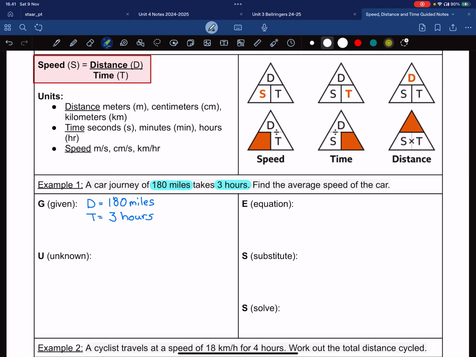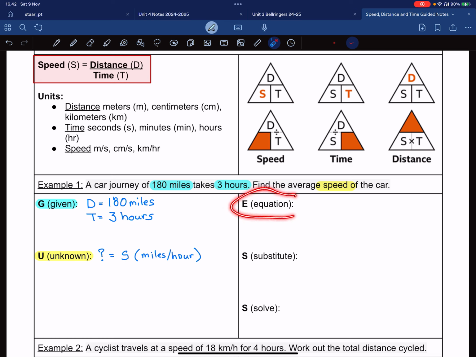Find the average speed. Find is telling you that is the unknown. Not the given, but the unknown. So, question, what is the speed? Now, the speed in this case, S, is going to be in miles per hour, because distance is in miles, time is in hours.